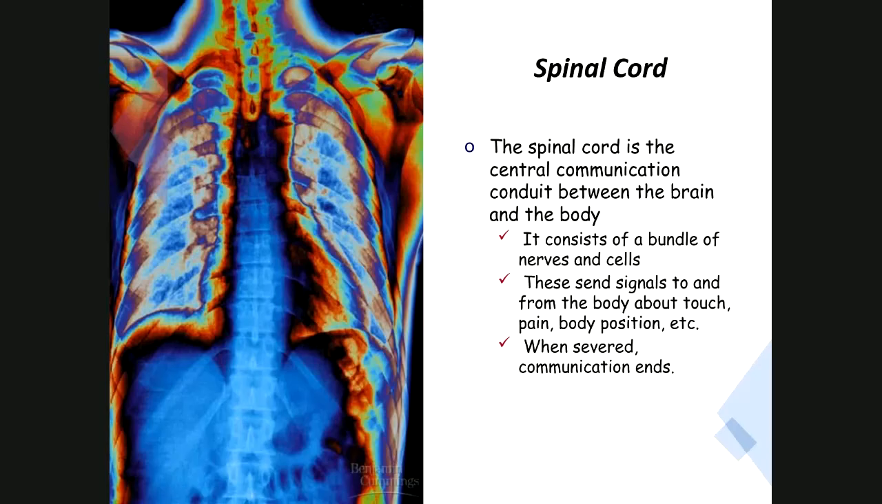Hi, today we're going to discuss the spinal cord. The spinal cord is the central communication between the brain and the entire body. It consists of bundles of nerves and cells, and they send signals to and from the body regarding touch, pain, joint position, etc.